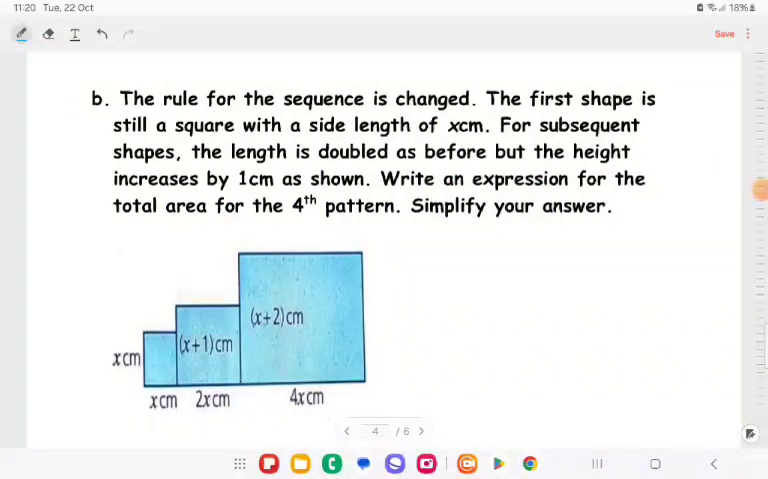Alright, children, let's look at the B part. The rule for the sequence is changed. The first shape is still a square with a side length of x centimeters. For subsequent shapes, the length is doubled as before, but the height increases by 1 centimeter as shown. So first let's work this out. The next figure will be the double of the previous one. So double of 4 is 8 centimeter, 8x centimeter, children.